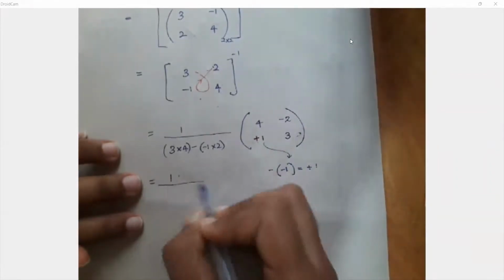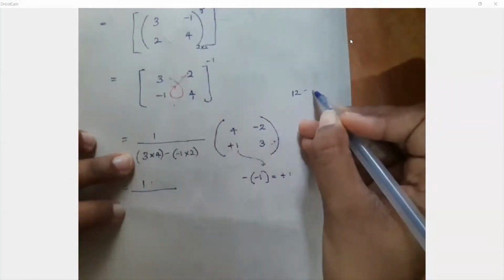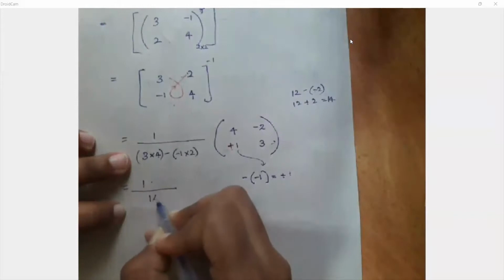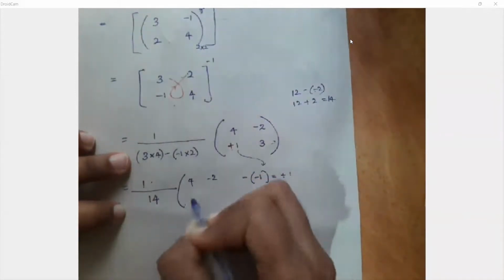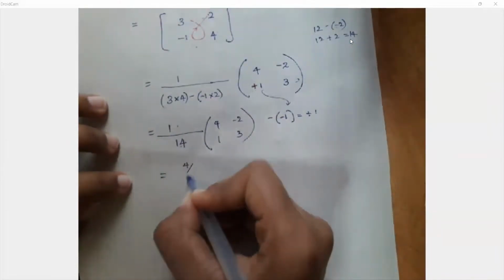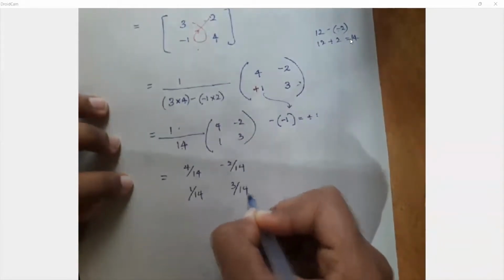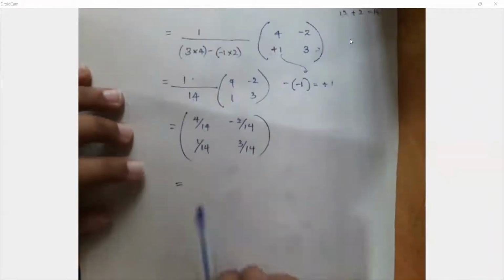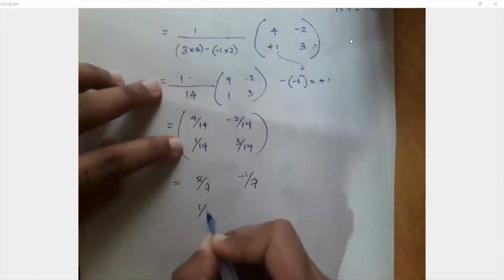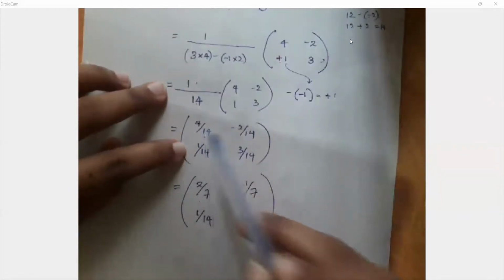Now can someone, I will do that one, you know that one. 3 into 4 means 12. Minus 2. 12 minus into minus plus 2, that means 14. I'm putting 14 here. Next 4 minus 2, 1, 3. Now what can I do? I can put this 14 inside. That means 4 over 14, minus 2 over 14, 1 over 14, 3 over 14. If you can simplify, write it here directly. Now 2 over 7, minus 1 over 7, 1 over 14, 3 over 14. I divided both the numerator and the denominator by 2.